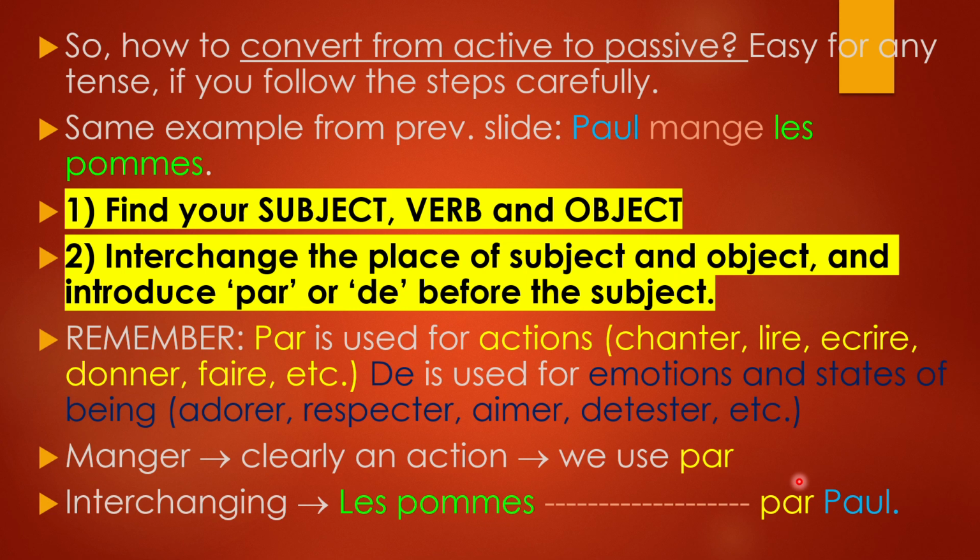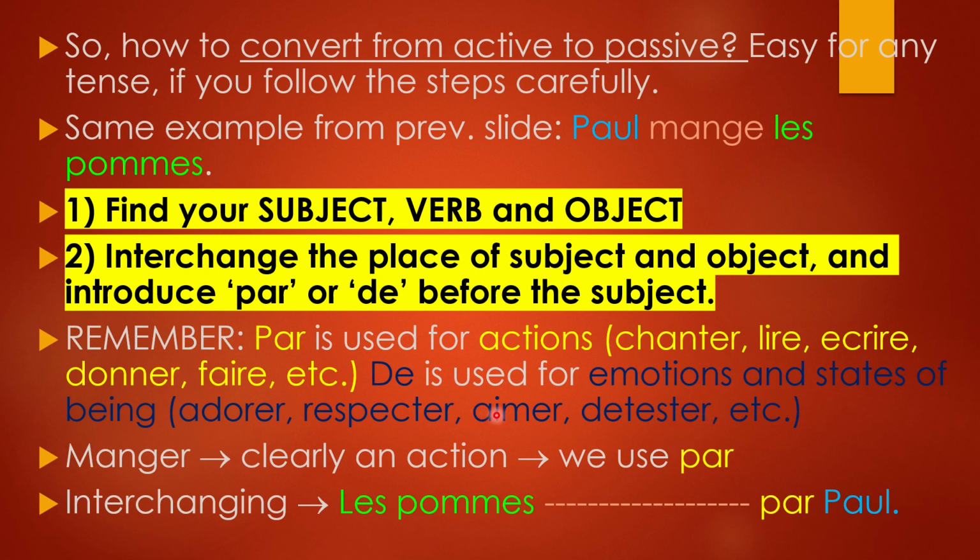What is the difference between par and de? We use par for concrete actions. For tangible actions, we use par. For example, chanter, to sing, lire, to read, écrire, to write, okay, donner, faire, etc. All these take par. But if you're talking about an emotion or a feeling, a state of being, something that is intangible, we generally use de. Adorer, to love, respecter, to respect, aimer, to like, détester, to hate, and so on. For these kinds of feelings, emotions, we use de.